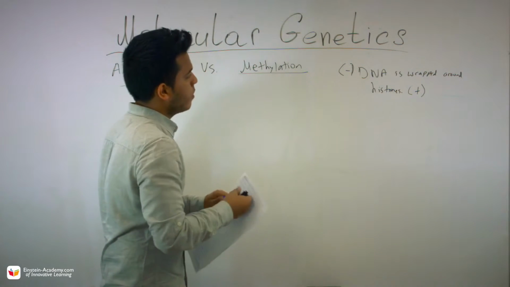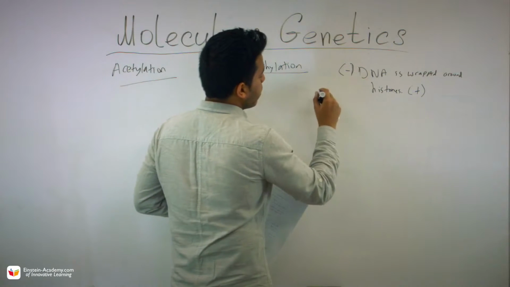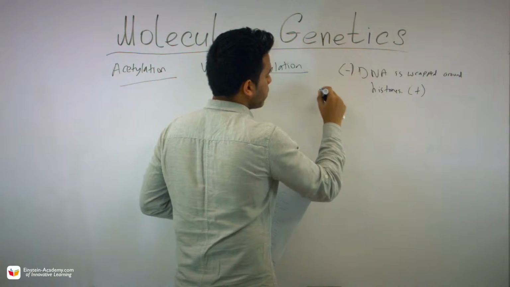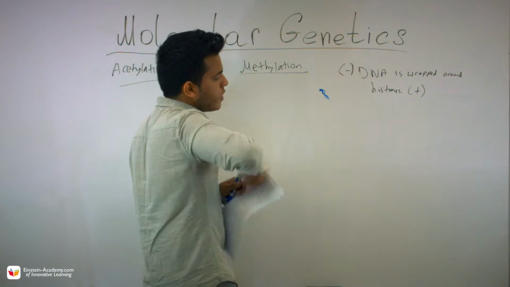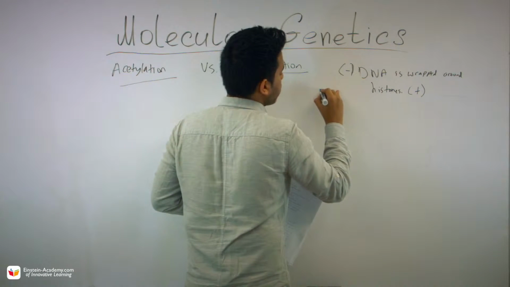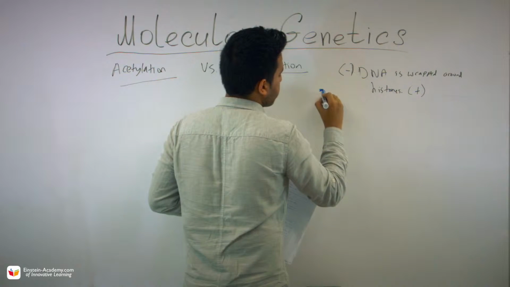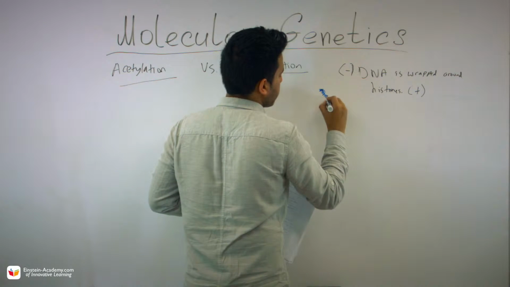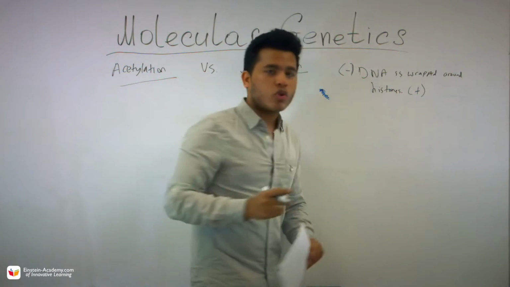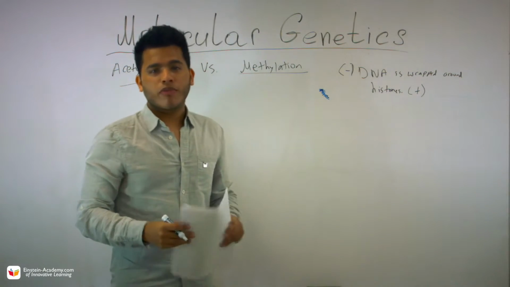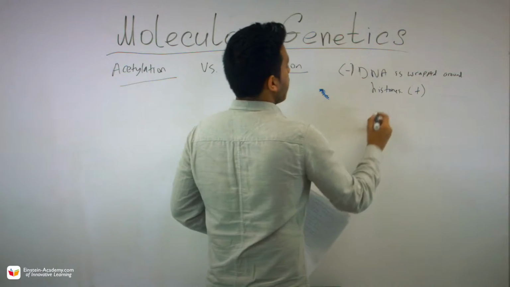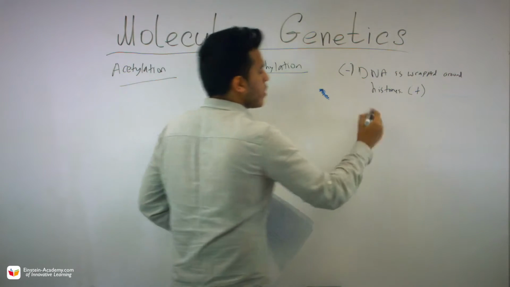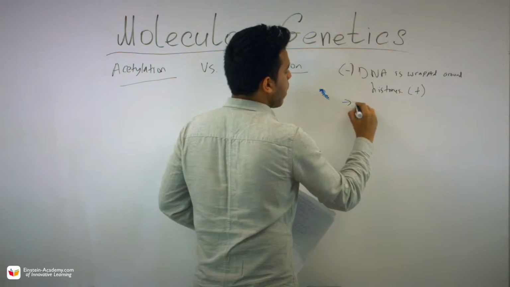So let me just draw something here for you. Let's just say, here's my DNA. And wrapped around it are these positively charged proteins called histones. And 8 histones, or an octamer of histones, is referred to as a nucleosome. You should know that. So DNA is wrapped around histones.